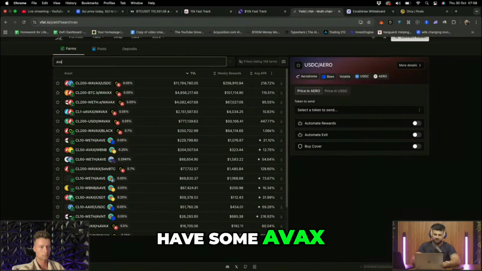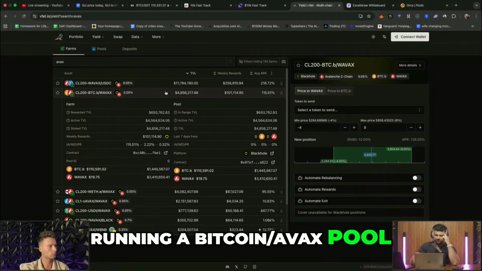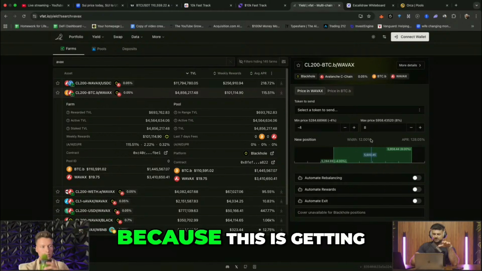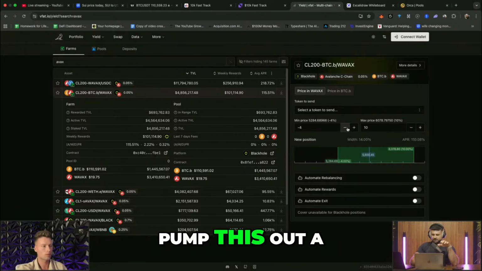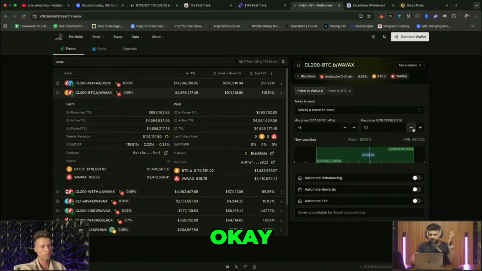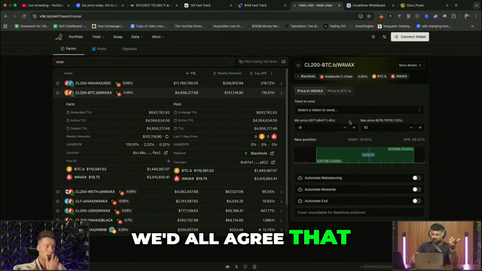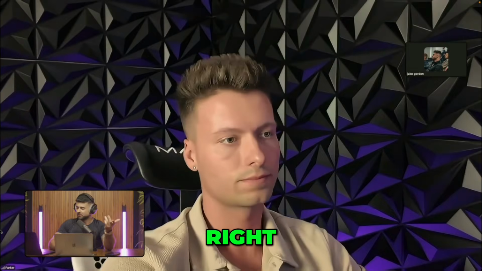Let's just say you have some AVAX, right? Doesn't matter about them. Let's just run this. So I know you've been running a Bitcoin AVAX pool a little bit, I believe. It's 12% wide. We don't really need to talk about the width as well because this is getting a bit too complicated just to answer the question. But even if you just pump this out a little bit, if you're getting 8, 10, 12% per month on this example, blue chip, Bitcoin and AVAX, we'd all agree that Bitcoin's going to do well. If you have AVAX, it'd be a good idea to pair this against this, right? I think you literally have one of these bills.